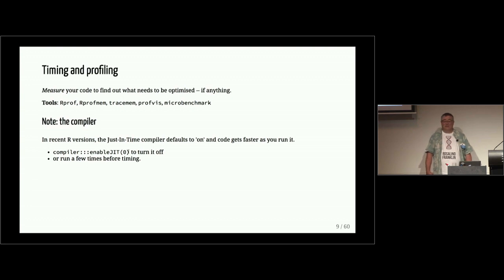There's a just-in-time compiler, so when you load code first, it's relatively slow, and then it gets compiled and it speeds up as you run it. And so you need to either turn off the just-in-time compiler if you want to know what the first pass speed is, or run your code a few times before you time it.